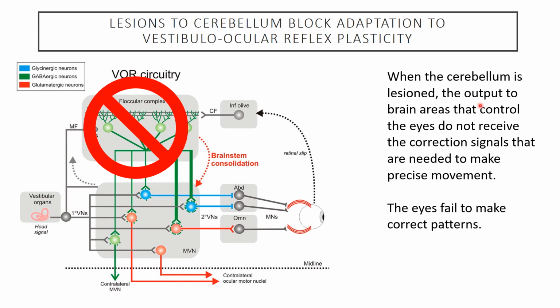So when the cerebellum is lesioned, the output to the brain areas that control the eyes do not receive the corrective signals that are needed to make the precise movement, and the eye fails to make the correct patterns. Once again, you don't have to have this circuit memorized, but I'm putting it on here so that you can appreciate the connections of the cerebellum. We learned about this circuit, and you've seen the vestibular ocular circuit, and you are familiar with these areas. So I thought you might appreciate the overall connections here and how this might be influenced.